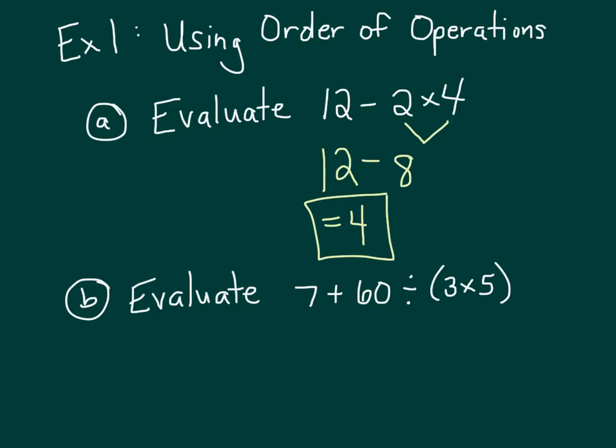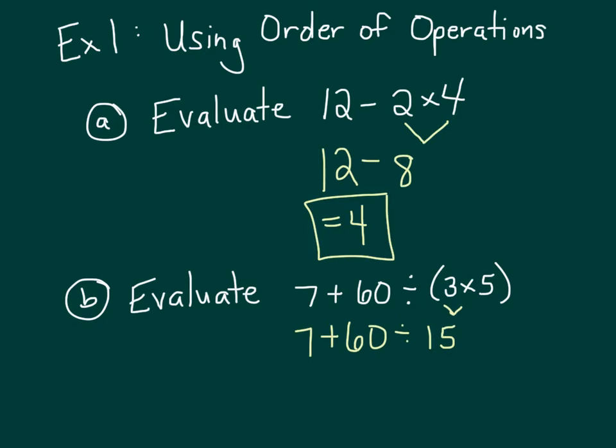Letter B says evaluate 7 plus 60 divided by, and then in parentheses 3 times 5. So this time we're going to remember to do what's inside the parentheses first, 3 times 5. And again, we're going to write down everything exactly the way it is if we're not using it. So we're not using the 7 plus 60 or the divided by right now. And then we're just going to change the 3 times 5 to equal 15, because that's what that is.